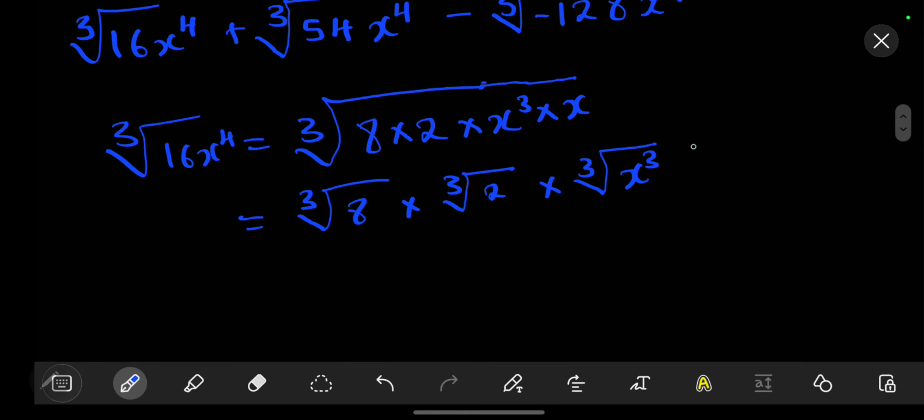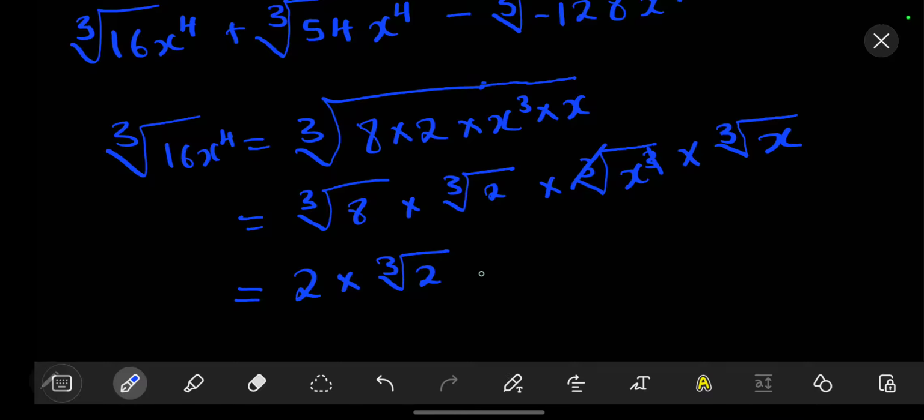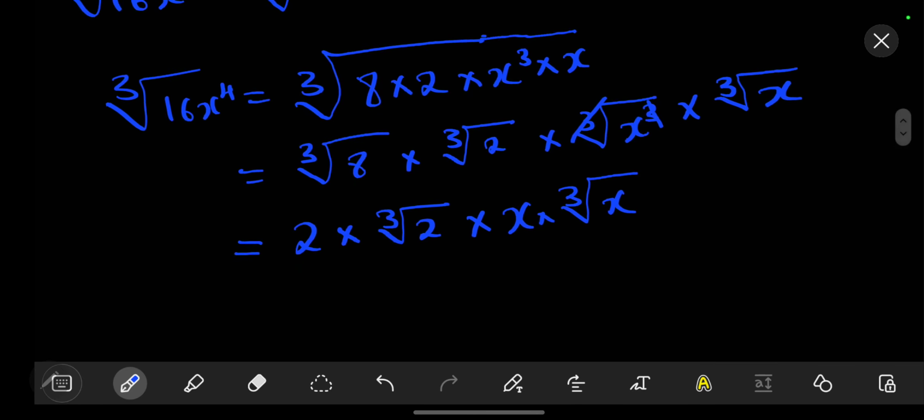And finally, we can split this into the cube root of x like that. So when we do that, the cube root of 8 will give us a 2. Then we have times the cube root of 2. Then this power 3 and this cube root will cancel each other, so we are going to have times an x. Then we have times the cube root of x like that.